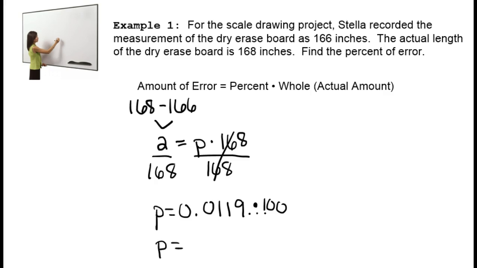So the percent of error would be a 1.2% error. I just rounded to the nearest tenth. This 9 would round the 1 up to a 2. So what that means is Stella had a 1.2% error on the measurement of the dry erase board.